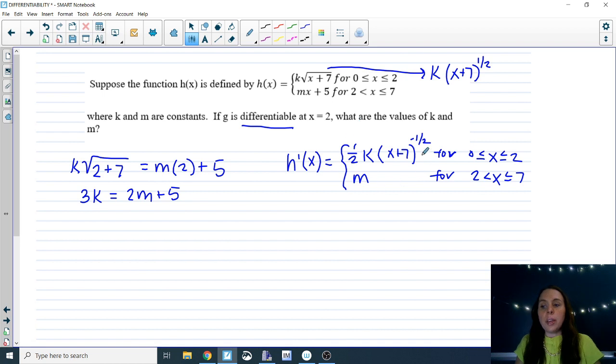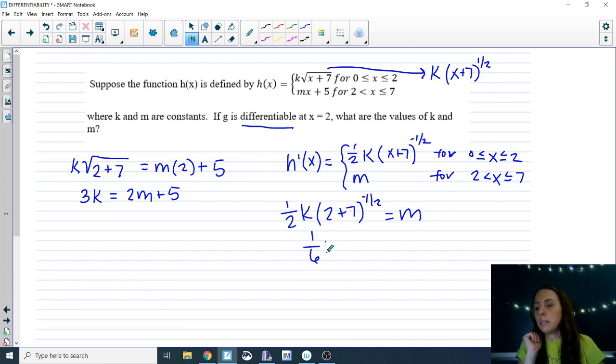All right, now that we have our derivative equation, we want these pieces to match when x equals 2. So I'm going to set up something similar to this. I'm going to say when I take the left-hand slope at x equals 2, so notice I'm subbing 2 in for the x, I want it to match this piece. Now there's no x in this piece, so we just carry down the m. Simplifying this a little bit, 2 plus 7 is 9. This would be a square root in the denominator, so that's a third. So this is 1/6 k equals m.